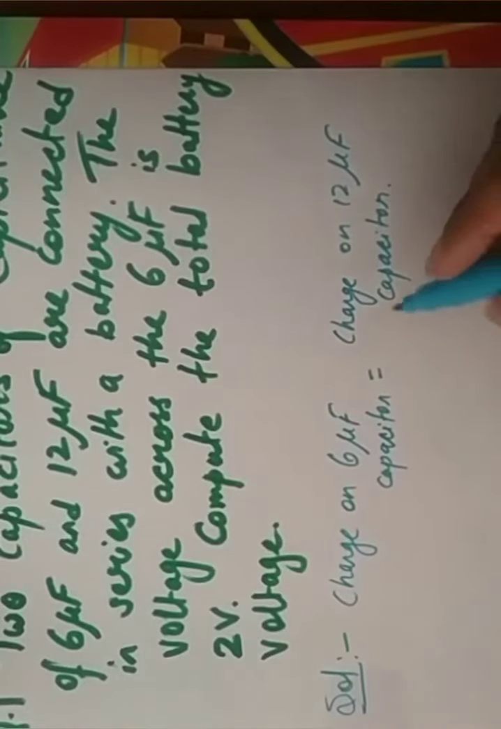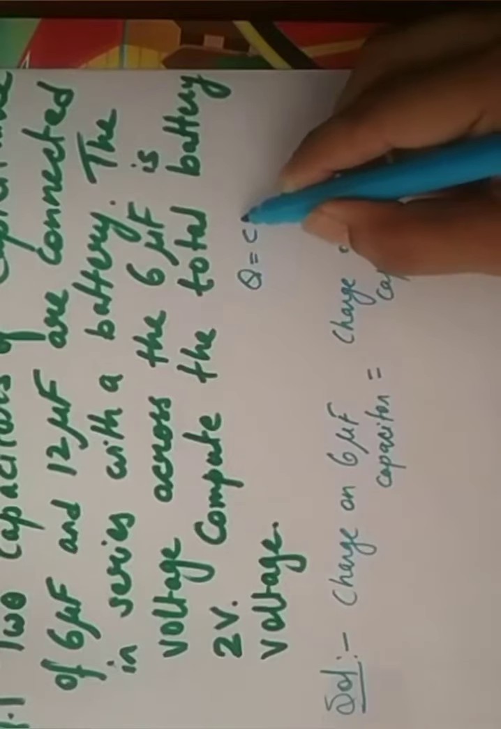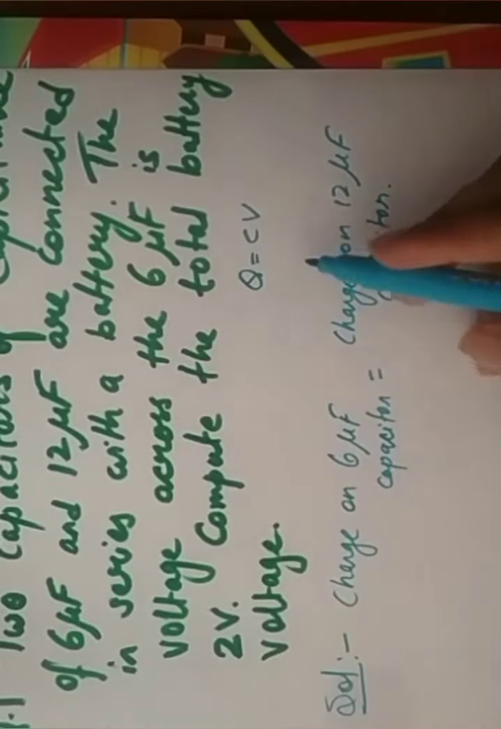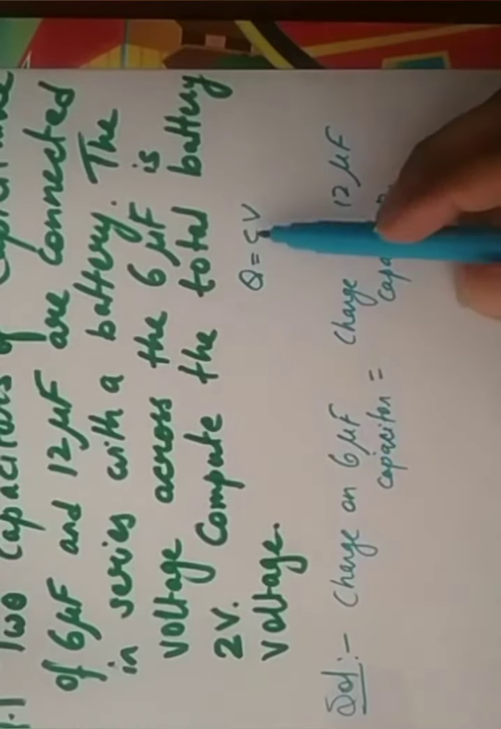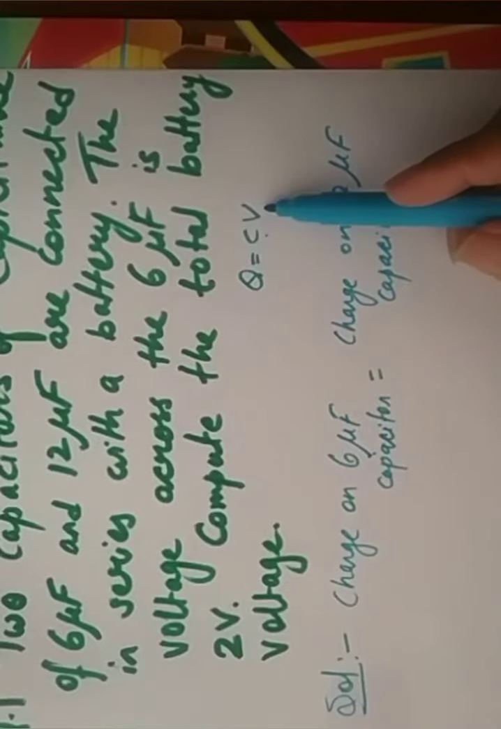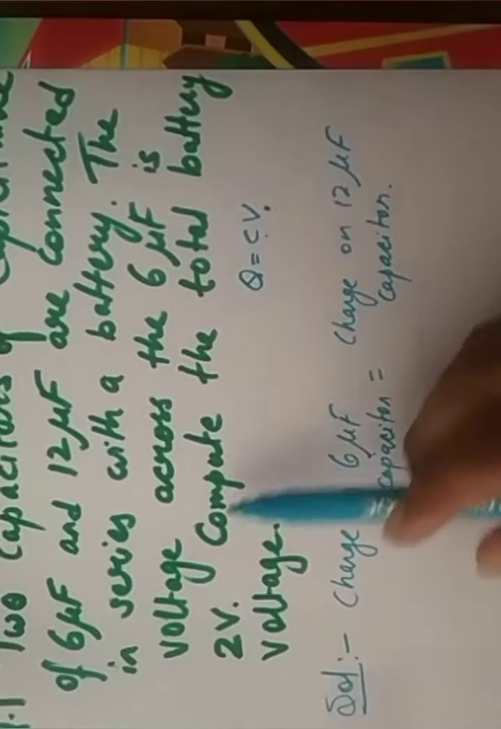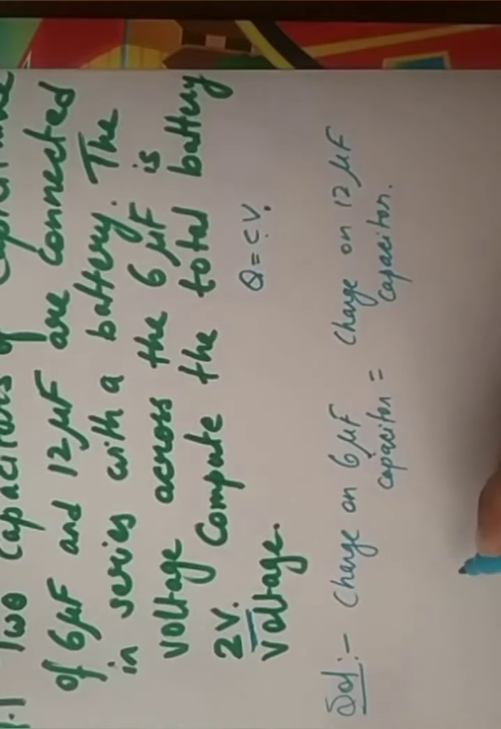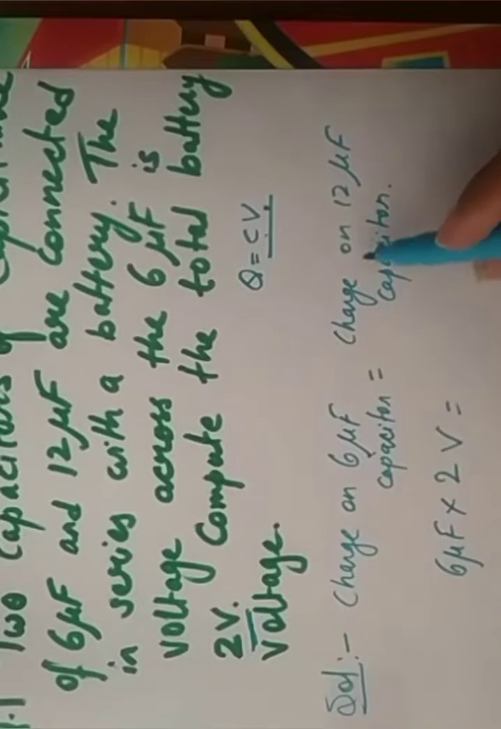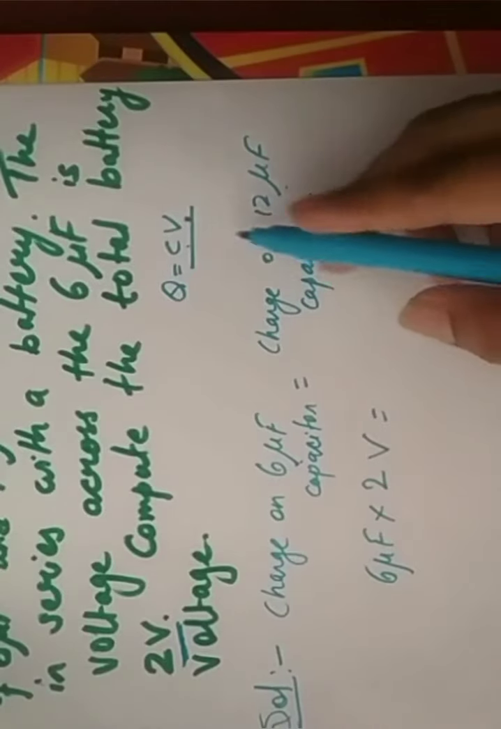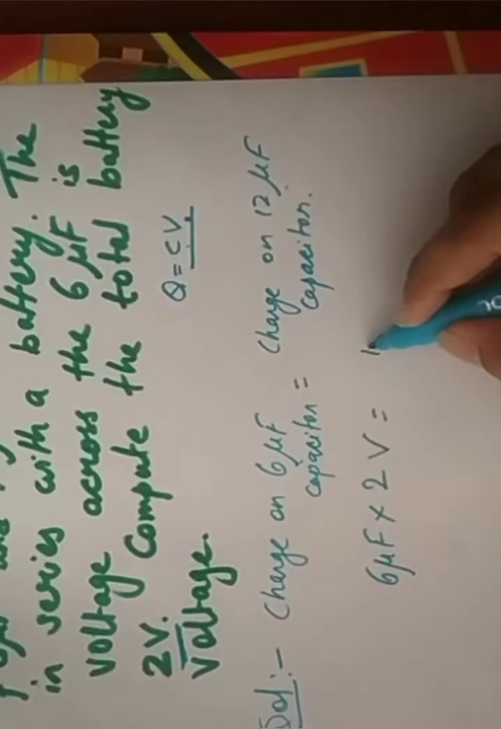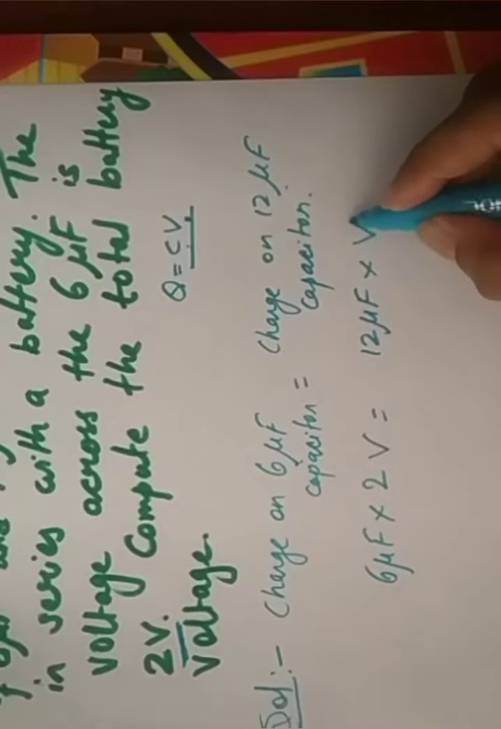We have already learned that the formula for charge in a capacitor is Q equals C into V. Using this formula, for the 6 microfarad capacitor the value of C is 6 and the voltage is 2 volt, so we keep these values in C into V. In the same way, the charge on the 12 microfarad capacitor is given by C into V, where C is 12 microfarad and the voltage we have to find out.